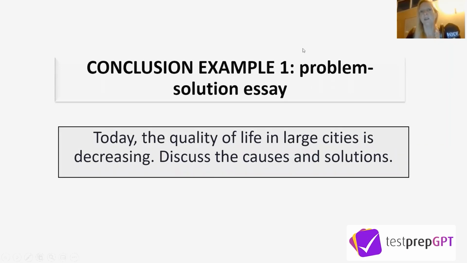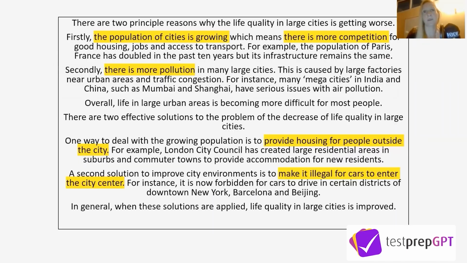So today, the quality of life in large cities is decreasing. Discuss the causes and solutions. So this is an essay that we worked on earlier in a previous video. We wrote the introduction and we also wrote the main body paragraphs. And this is what we wrote.